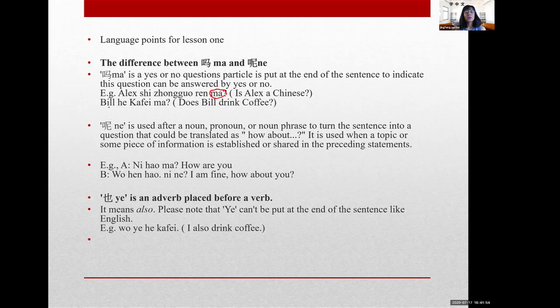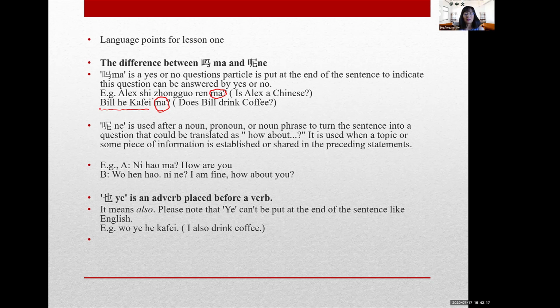Next one, Bill 喝咖啡 means Bill drinks coffee. Now if I change it to Bill 喝咖啡吗, it means does Bill drink coffee? So ma is a yes or no question. It's very simple. All you need to do is place it at the end of the sentence, and you don't need to change any word order.